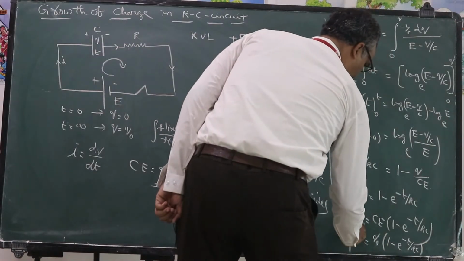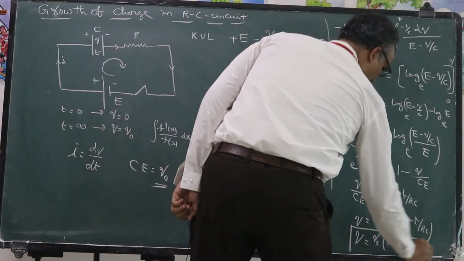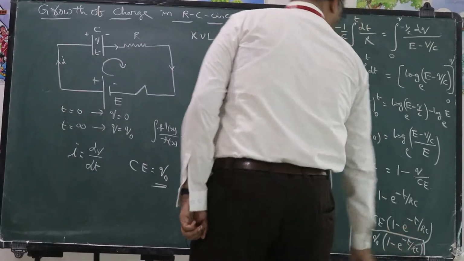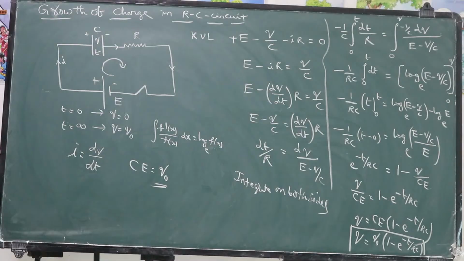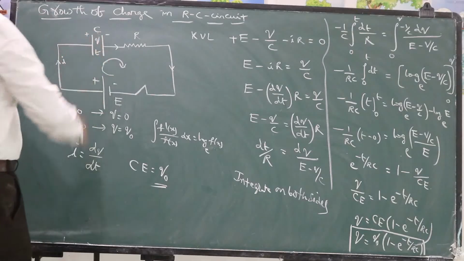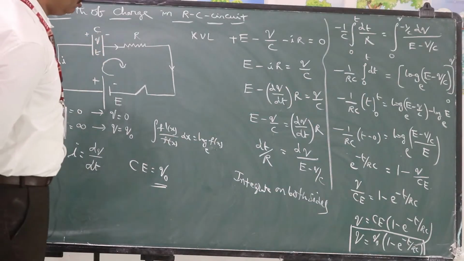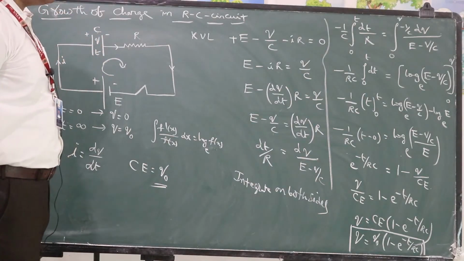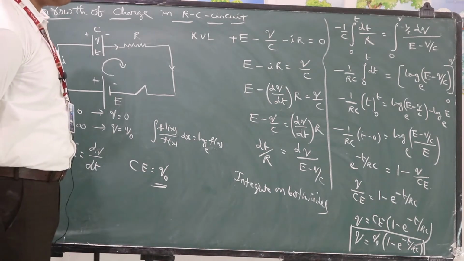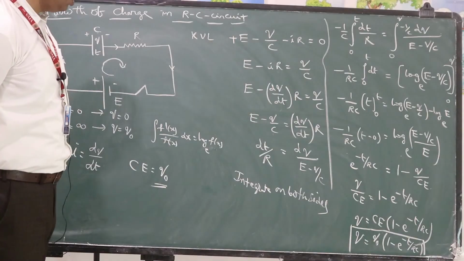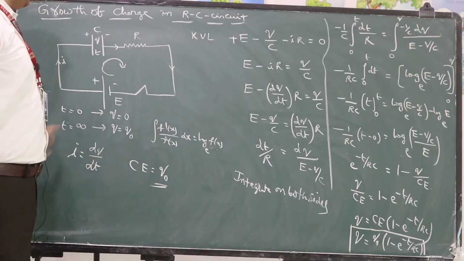Very, very important formula. So the charge on the capacitor at any time t, after t time, the instantaneous charge is given by CE. CE in the sense Q naught, maximum charge that can be stored, into 1 minus e power minus t by RC. Now you see, you take t is equal to 0.